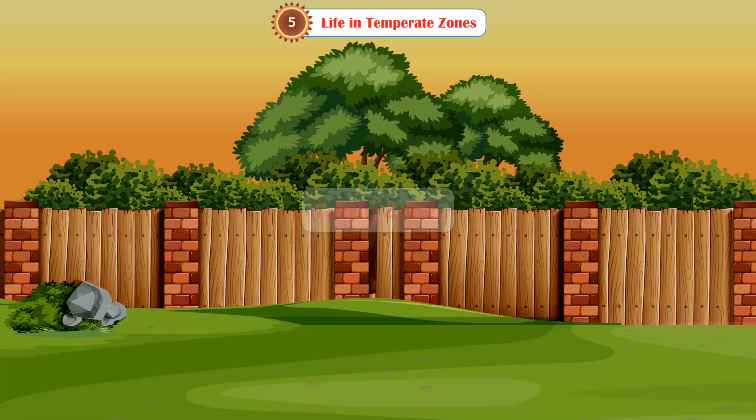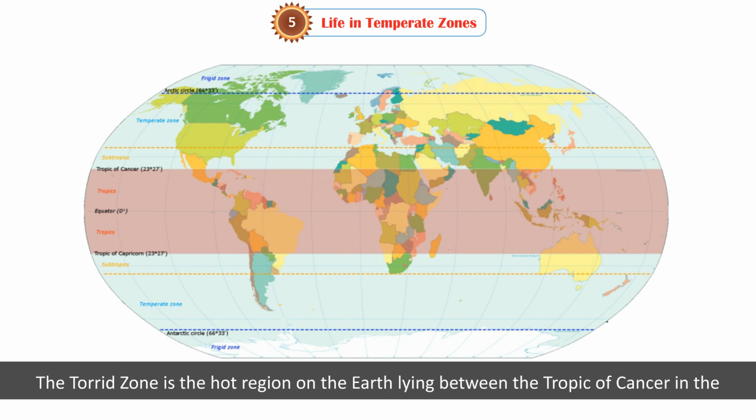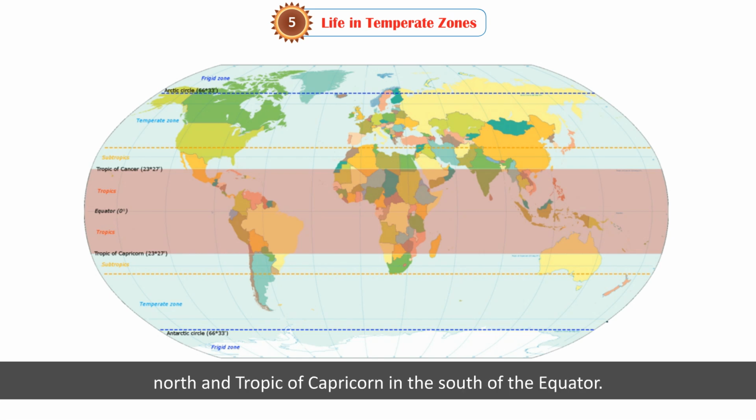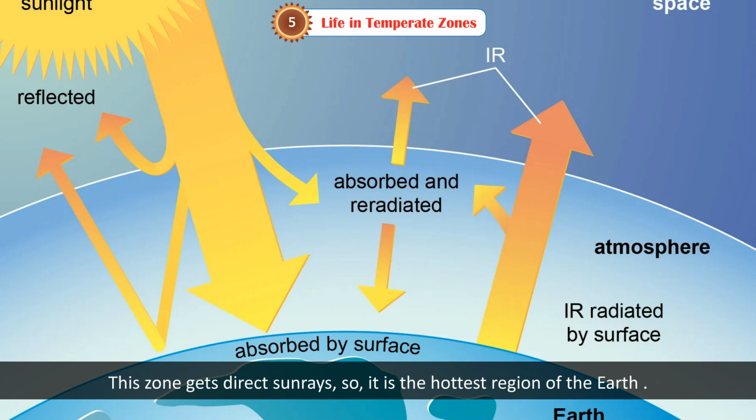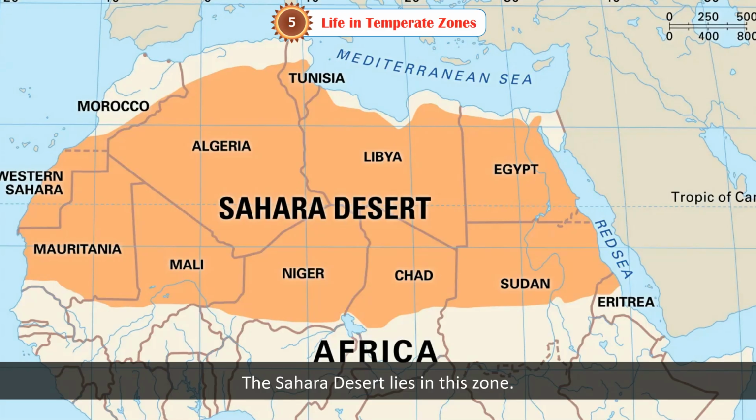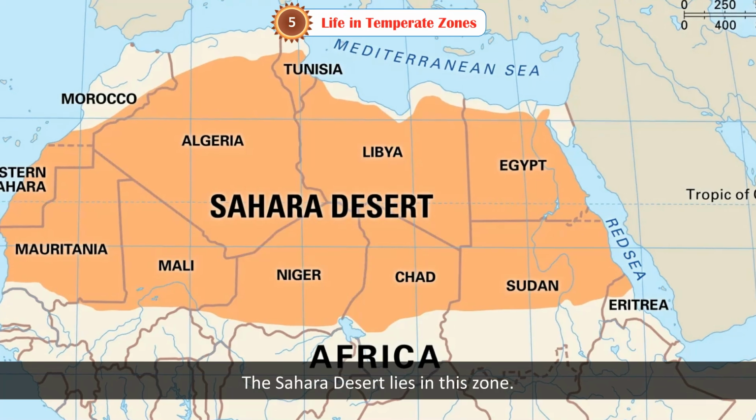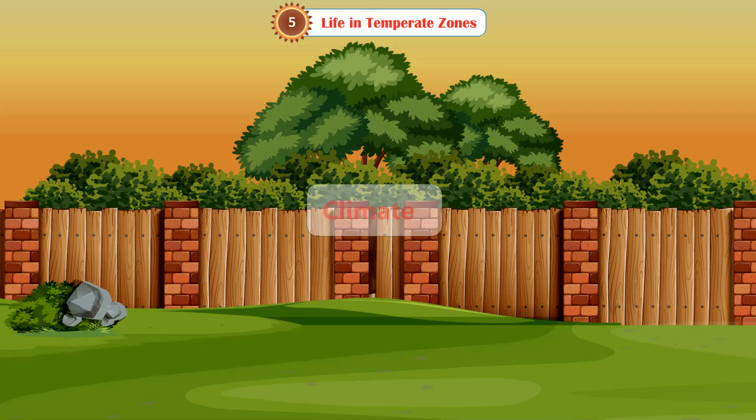Torrid zone. The torrid zone is the hot region on the Earth lying between the Tropic of Cancer in the north and the Tropic of Capricorn in the south of the equator. This zone gets direct sun rays, so it is the hottest region of the Earth. The Sahara Desert lies in this zone.